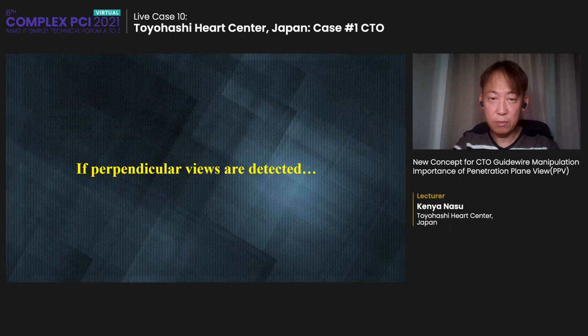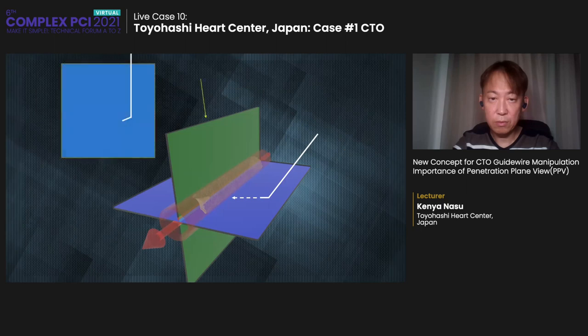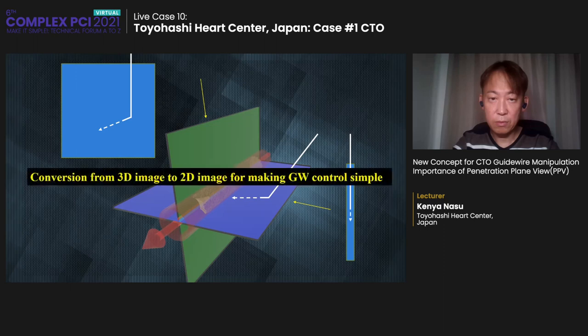If perpendicular views are detected, the perpendicular view of the vessel axis is indicated between the blue and the green plane. Just looking at the blue plane, the tip of the wire advances towards the true lumen. When we look at the same wire advancing towards the true lumen from the green plane, we can see the distance between the wire and the true lumen, and its tip position and tip direction. If we then look at the wire from the horizontal axis of the blue plane, we can see the direction of the wire passage and the importance of keeping the wire straight. This is the conversion from the three-dimensional image to the two-dimensional image, making guide wire control simple.